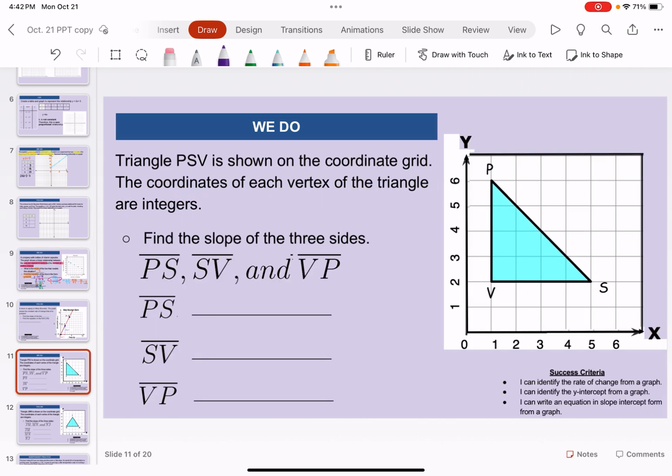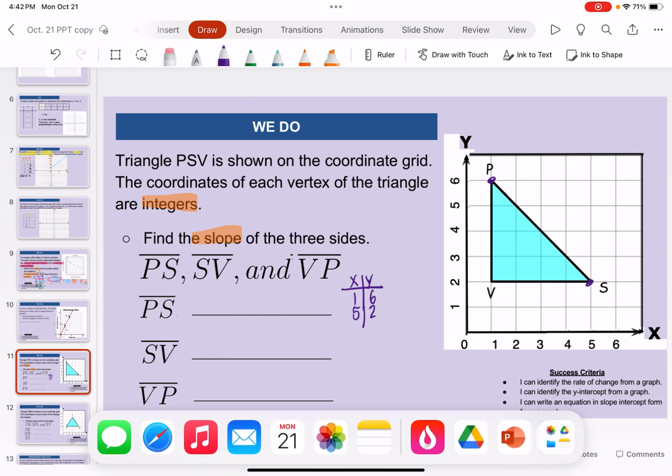And then our last problem here is another graph, but it has a shape, right? It has a triangle. It says triangle PSV is shown on the coordinate grid. The coordinates of each vertex of the triangle are integers. Find the slope of the 3 sides. The way that I'm going to remind us how to do this is making a table. So we have x comma y. Then I have to write my point for P and then my point for S. So for P, we have 1 comma 6. And then for S, we have 5 comma 2.